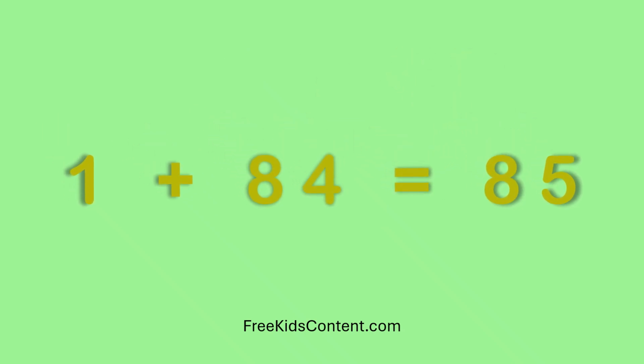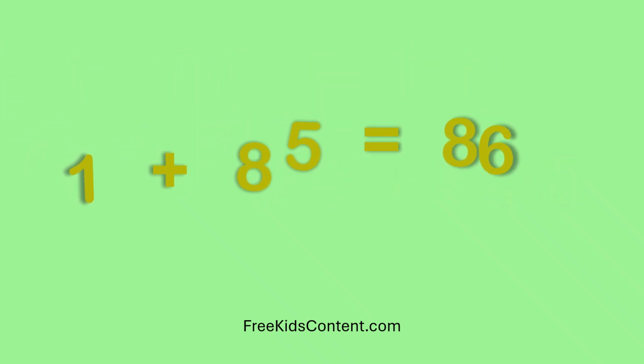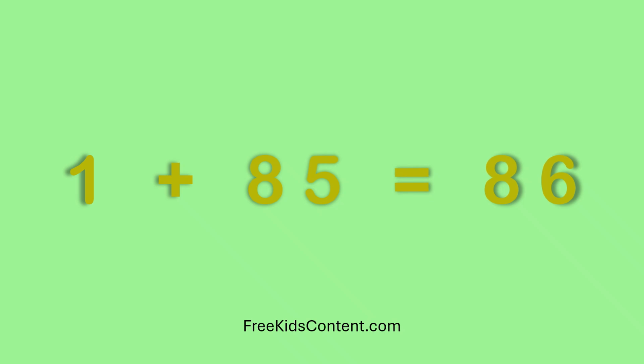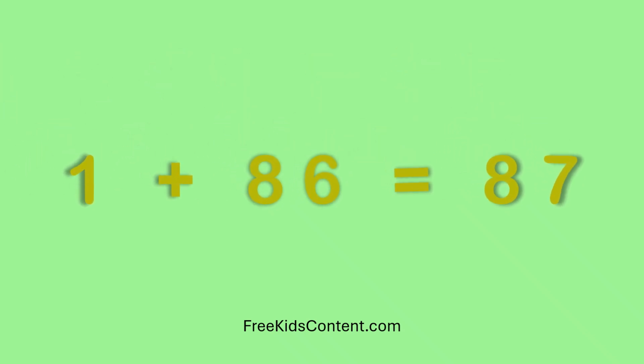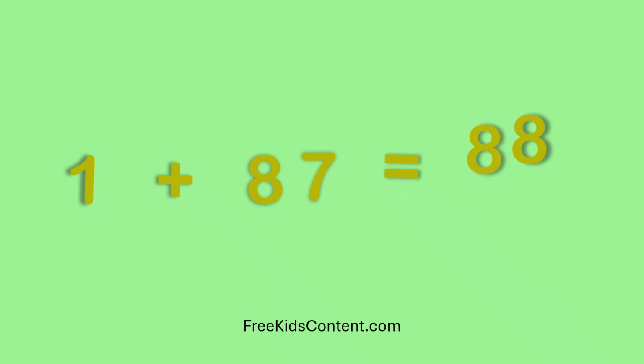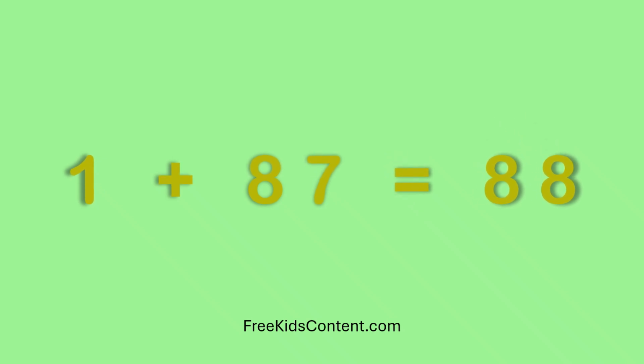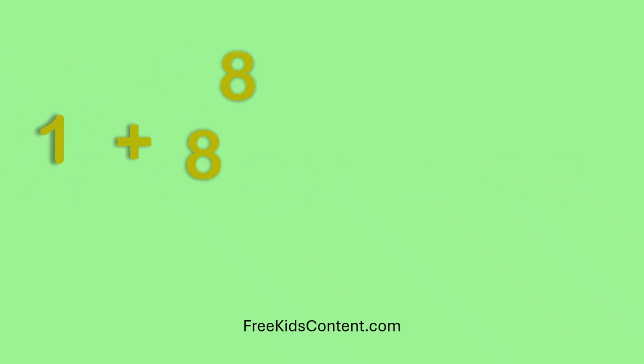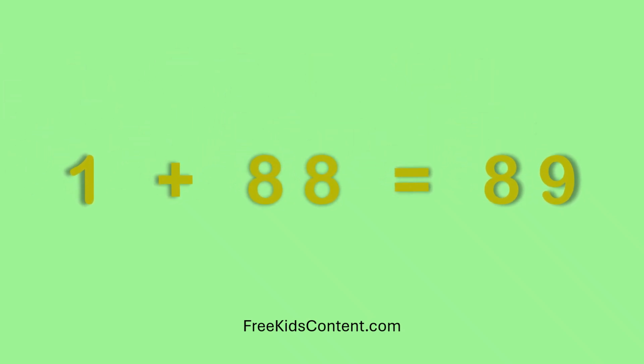1 plus 84 is equal to 85. 1 plus 85 is equal to 86. 1 plus 86 is equal to 87. 1 plus 87 is equal to 88. 1 plus 88 is equal to 89.